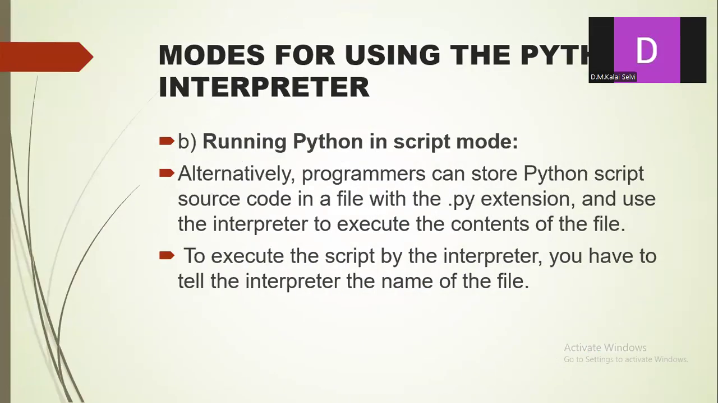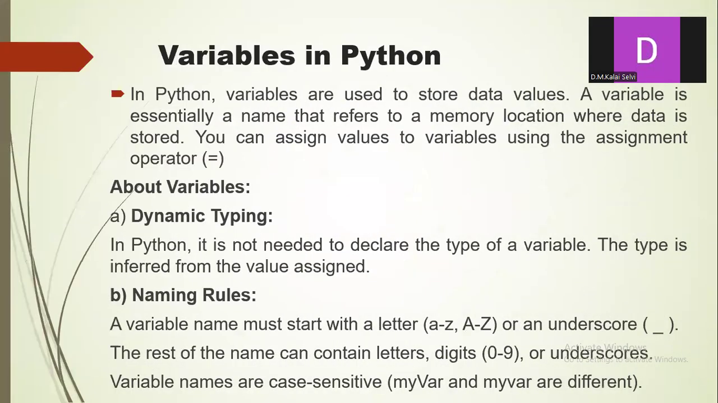Going to script mode, the programmer will write the Python code with the extension .py and the interpreter will execute the contents of the file. To execute the script, we have to tell the interpreter the name of the file.